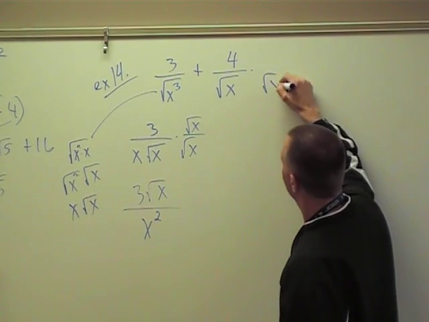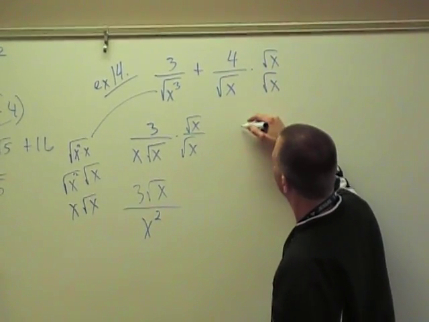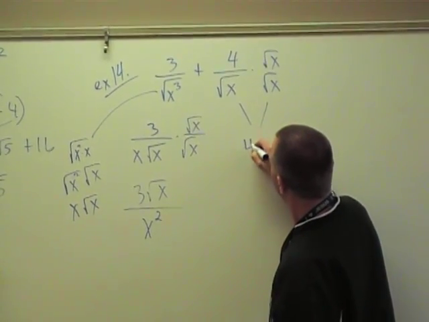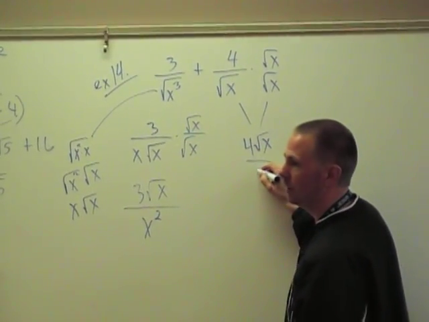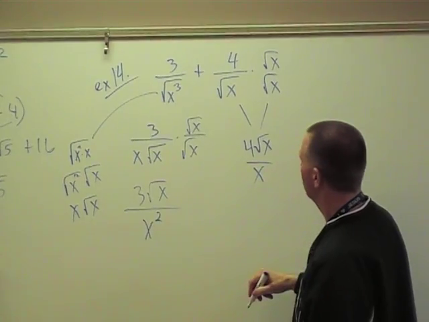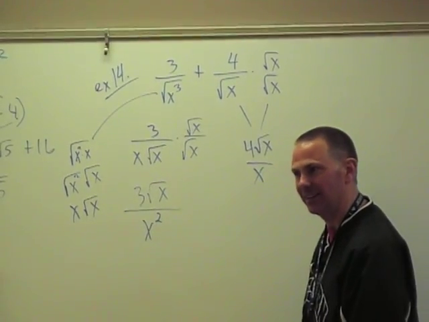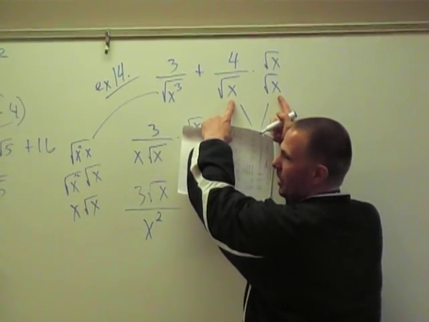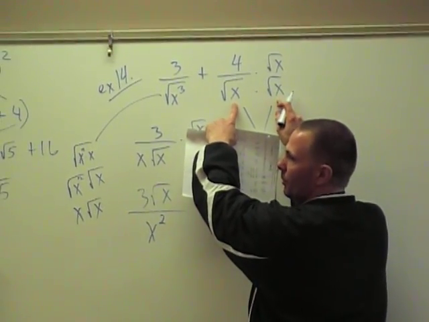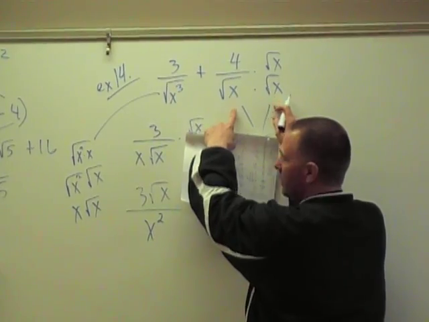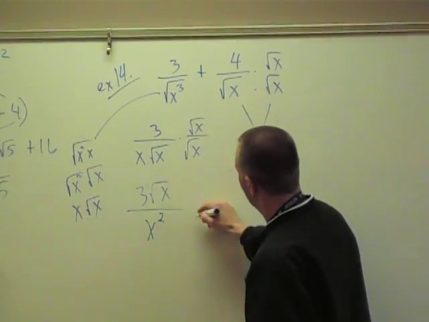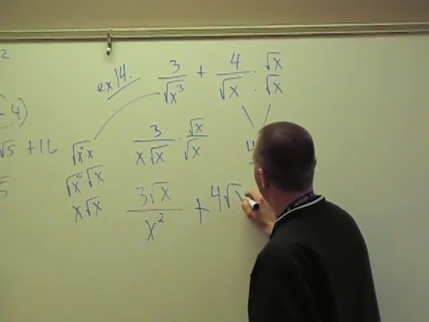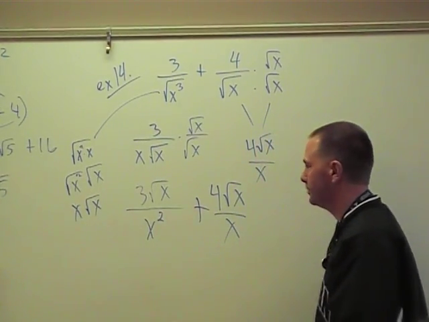Over here you got to rationalize this denominator. So that gives us 4 radical x over x squared. This is the square root of x squared when you multiply them together, which is x. Alright, so we have a plus sign. 4 radical x over x. Can't do anything now.